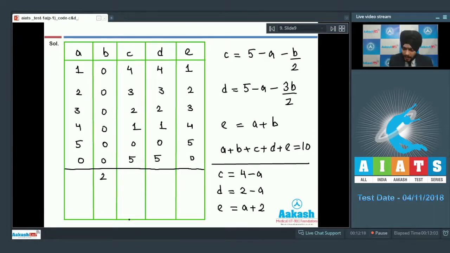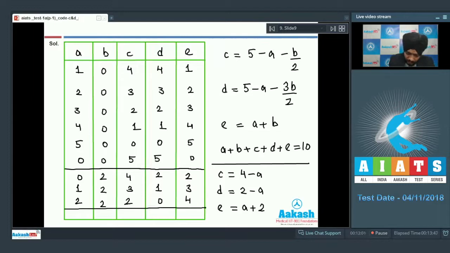So let us take A as 0. If A is 0, I have E as 2, D as 2, and C as 4. Obviously the total is 10. Put A as 1. So E is 3, D will be 1, and C will be 3. So 3 plus 1, 4 plus 3, 7 plus 3, 10 again. Now let us take A as 2. So D will be 0, C will be 2, E will be 4. So 2, 2, 2, 6 and 4, 10, again correct.